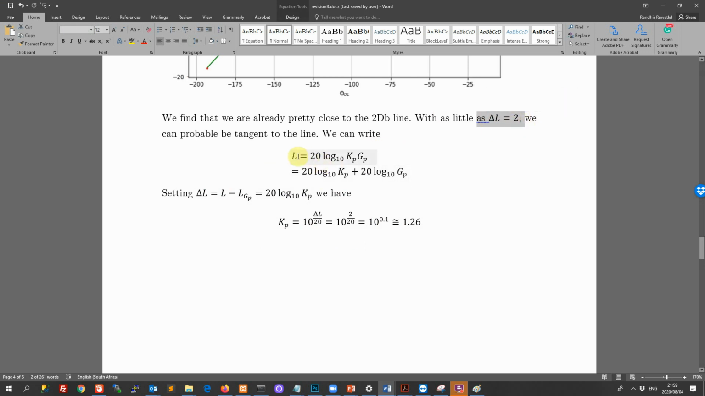And if you look at the influence of Kp, that's what we wrote. And so we want delta L to be 2. So that means we want this part to equal 2, right? So that's all written there. So we want this part to equal 2. So 20 log 10 Kp equals 2. So we can just solve for Kp then.